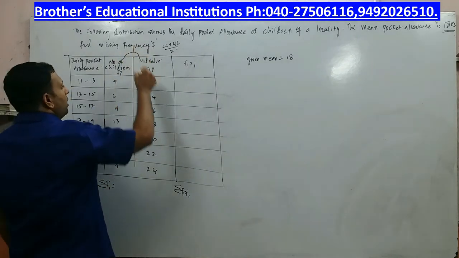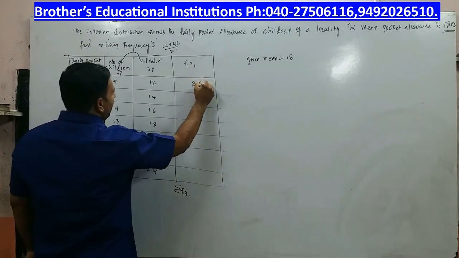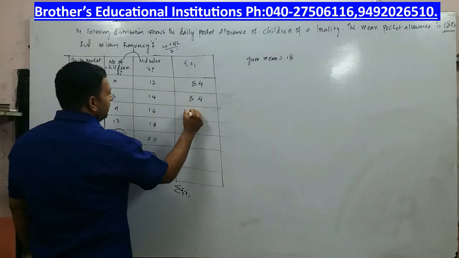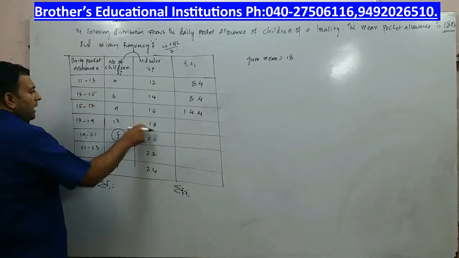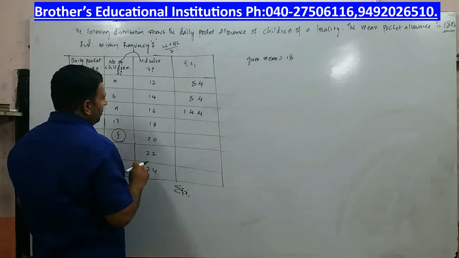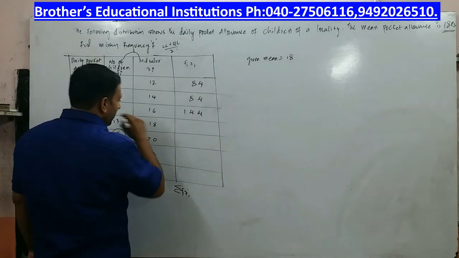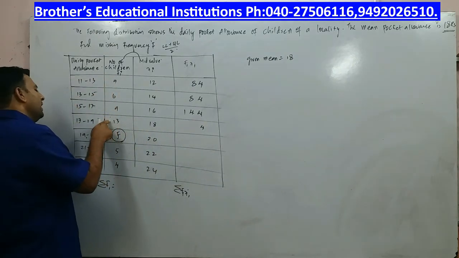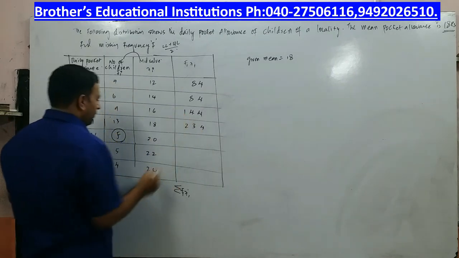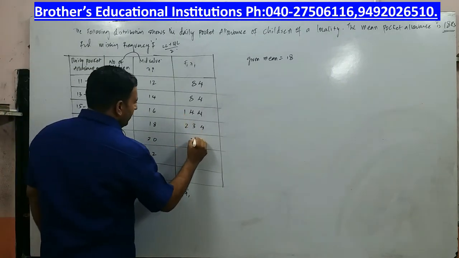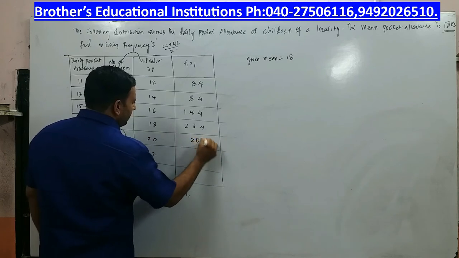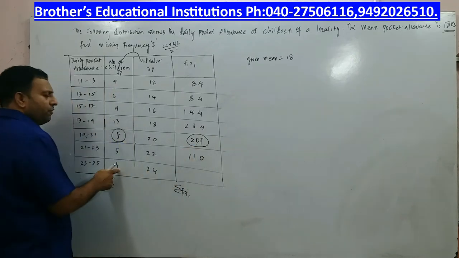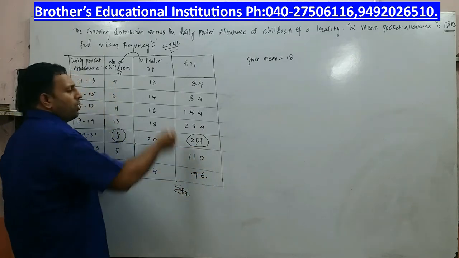Alright, now what is fi xi? I have to multiply these two columns. 12 sevens are 84, 14 sixes are 84, 16 nines are 144, 13 into 18 is 234. 20 into f is 20f. This you cannot add. 22 into 5 is 110. 24 fours are 96. Now I have to add up these quantities.